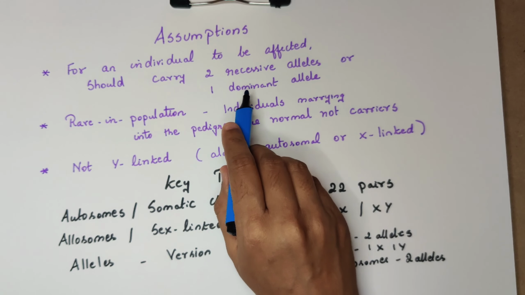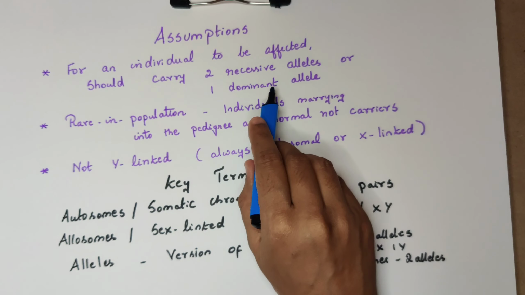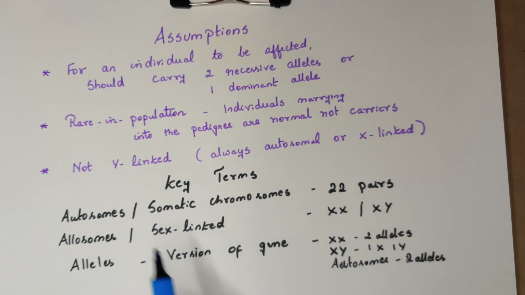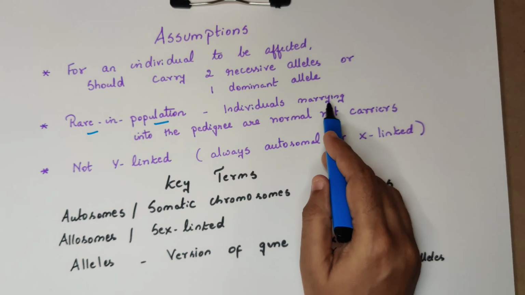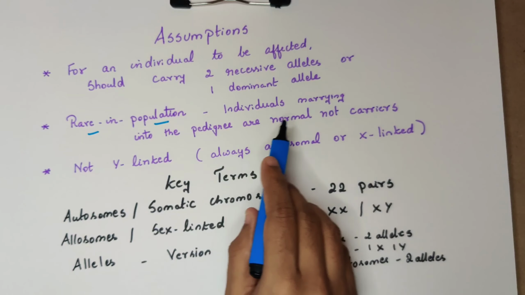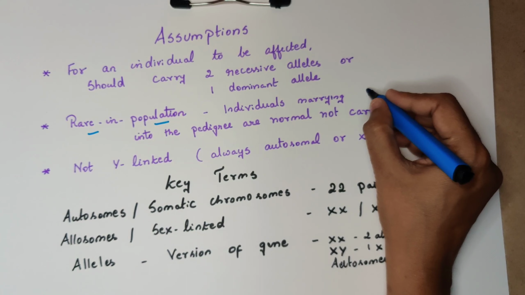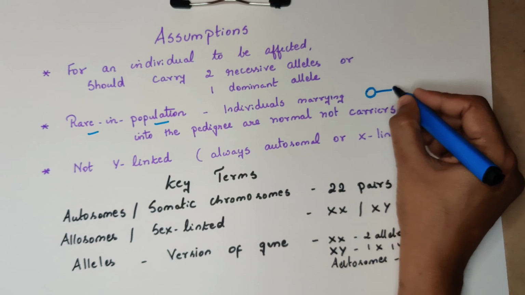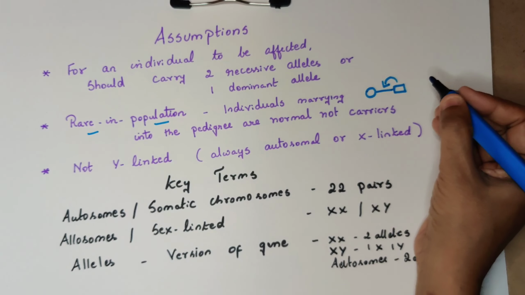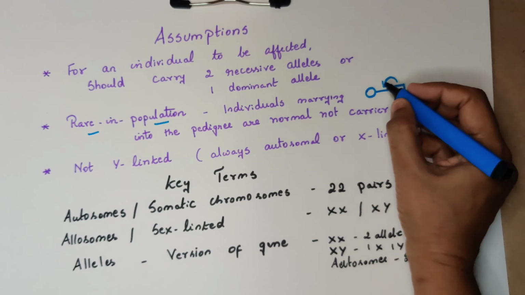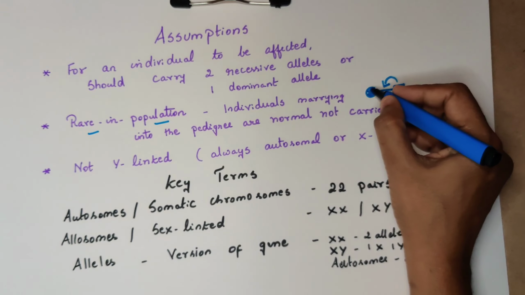And if a person should be affected, at least they should carry 1 dominant allele. Then it is said to be what? A dominant type of inheritance. Next important term that we use in pedigree is rare in population. Individuals marrying into the pedigree are normal and they are not carriers. What do you mean by this? I am drawing a pedigree chart. So there is a male and a female. This male is marrying into the family. So this female is affected.